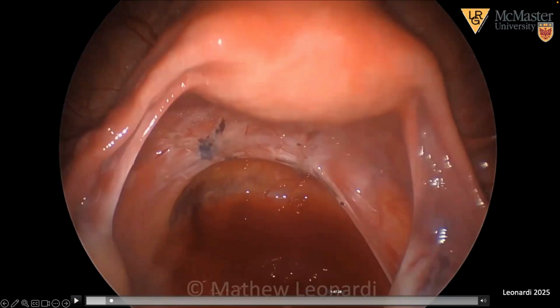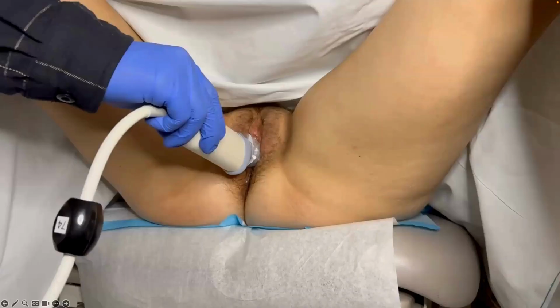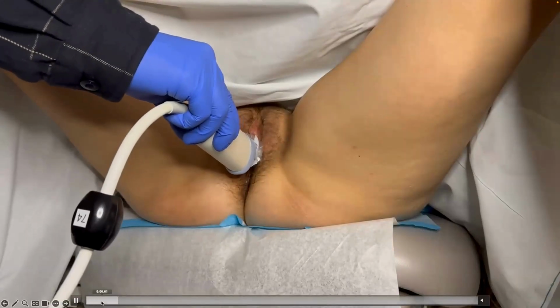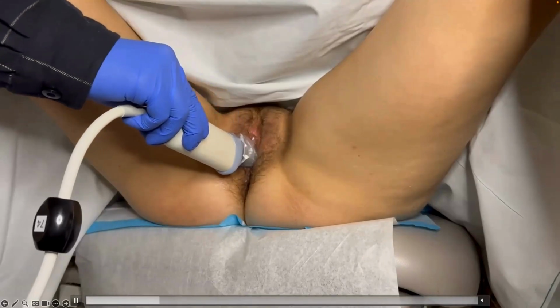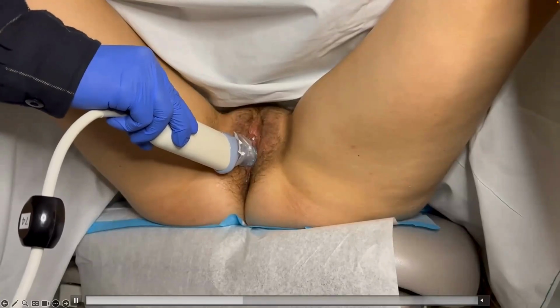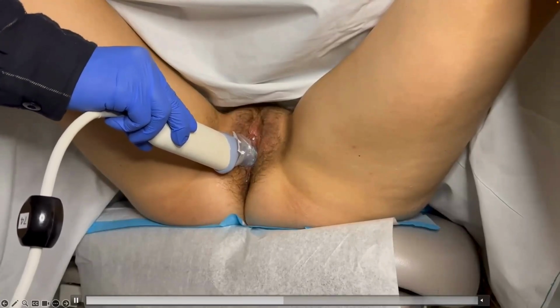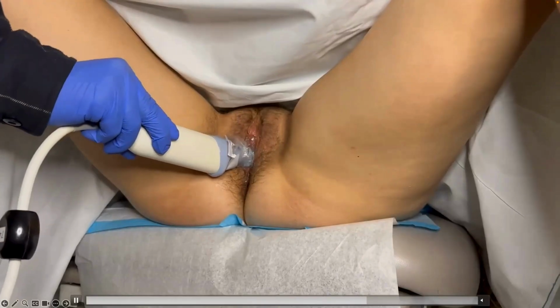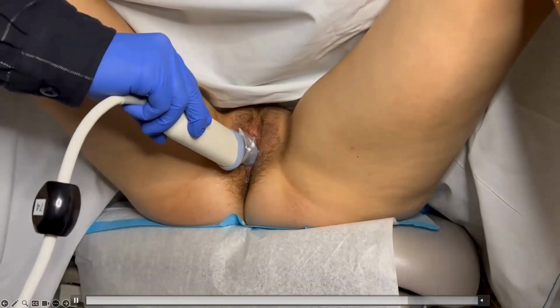And so on the next slide here, I'm going to show you a view from the vulva perspective. So there we go. We're going to see how we position the probe. Essentially we start in the midline and we're moving the probe to the patient's right leg to visualize the left uterosacral ligament. And the probe is being rotated slightly medially to accentuate the longitudinal nature of that uterosacral ligament.